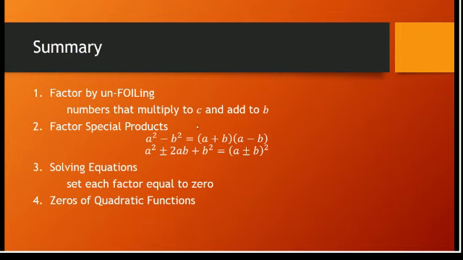So what we did today, we talked about factoring by unfoiling. Remember, you're looking for the numbers that multiply to c and add to b. We also talked about a couple special products, the difference of squares and a perfect square trinomial, both of which, if you remember the rule, you can factor pretty quickly. You solve equations by factoring and then set each factor equal to 0. Remember, you have to have a 0 on the other side or the whole thing breaks down. And then you find the zeros of quadratic functions the same way that you solve equations.